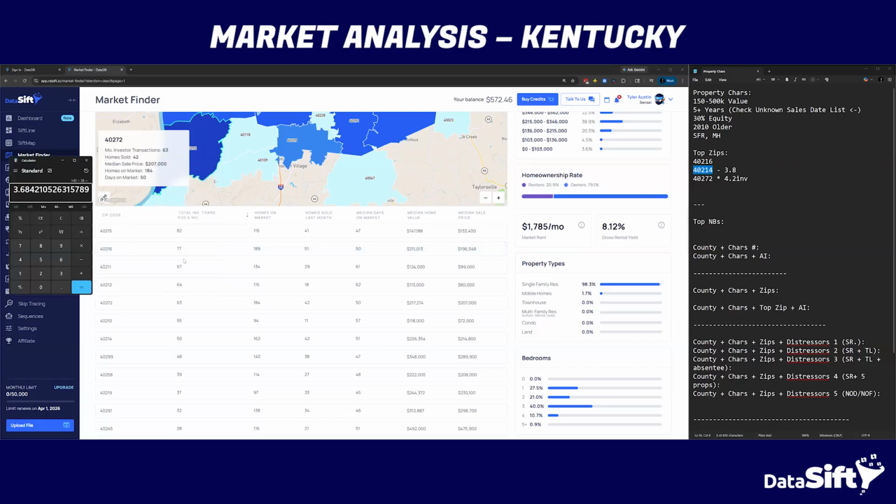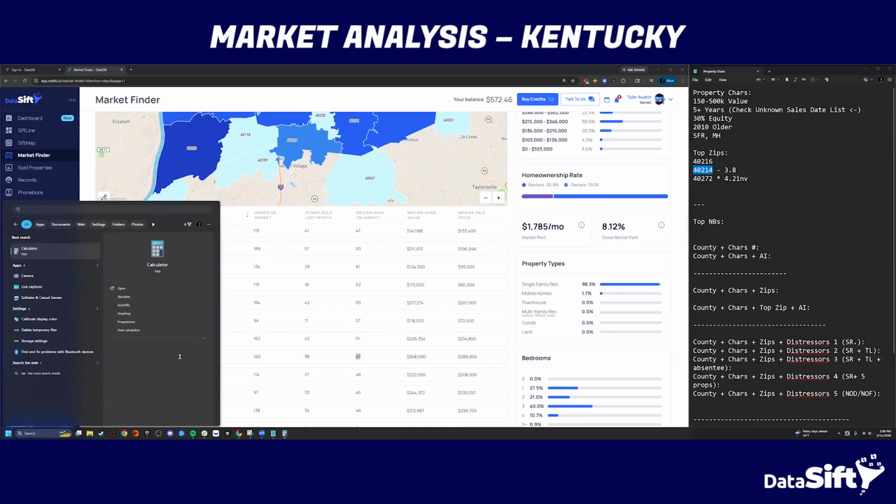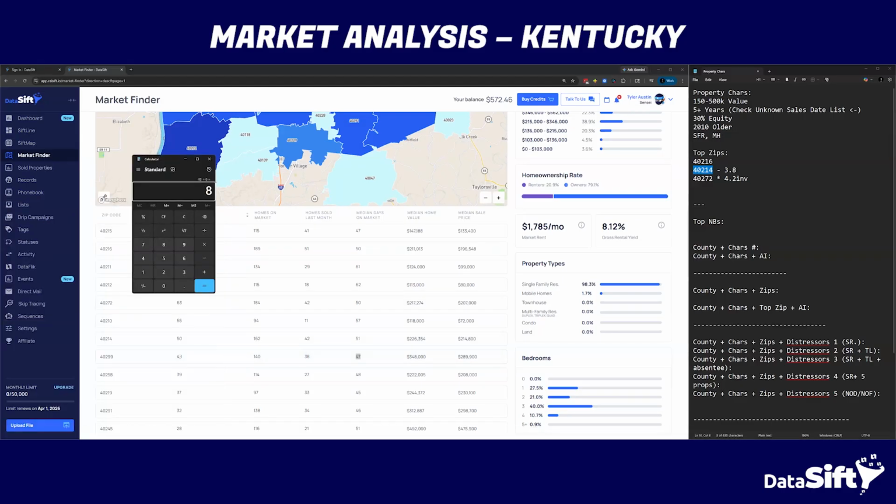Okay, so this is a really great example. So that's 3.68 on 40299. And look at the difference in the sales price towards the value. 348 sale home value, 289 sales price, 47 days on market. Okay. So this zip code, even though it has less investor activity, it still has 8 investor transactions a month.